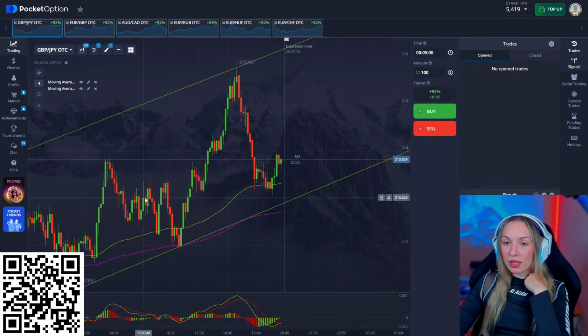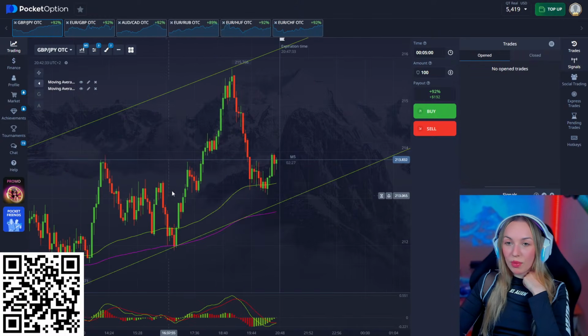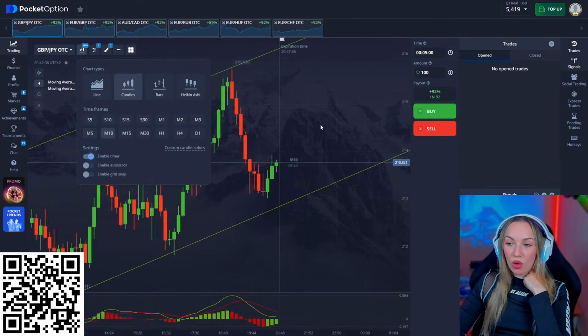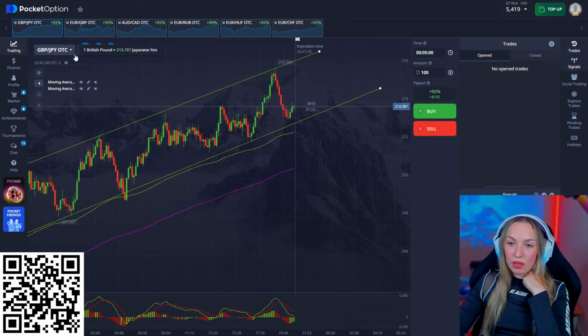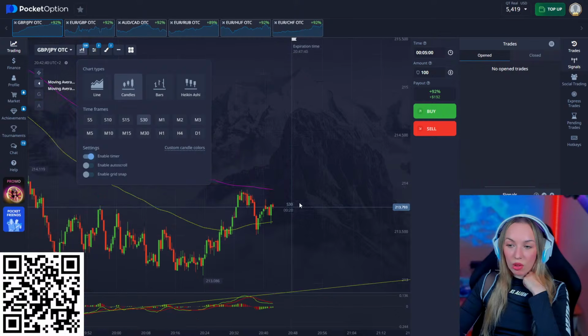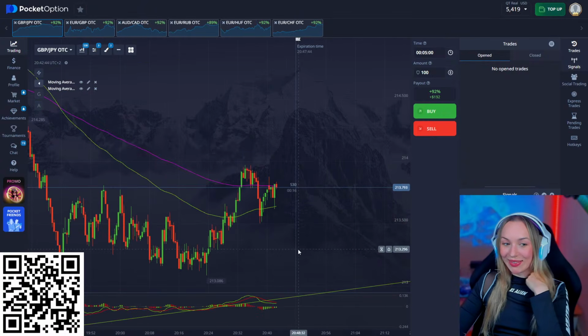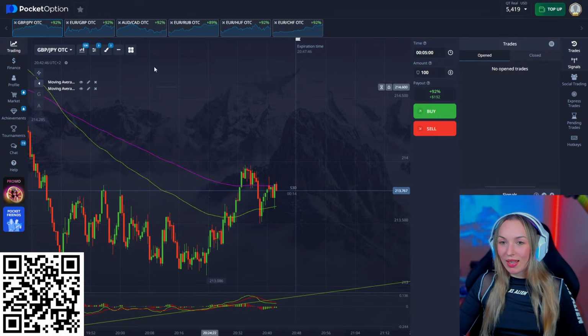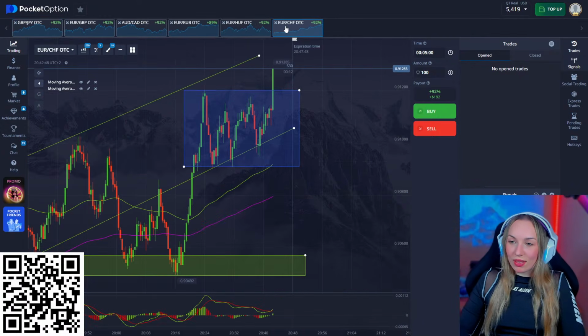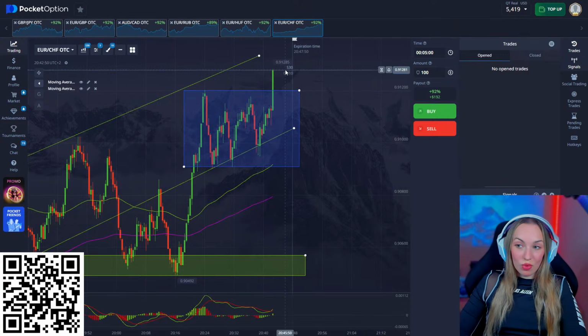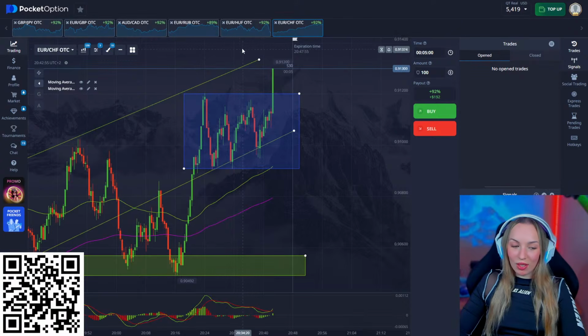Sometimes, guys, we just need to watch it. On the 5 minutes time frame, it looks like it's going to go up. But when you check the chart on 30 seconds, where we are operating, it looks like it's going to go down. So let's see, and don't forget to check the others. So maybe it's going to break the resistance, Euro CHF.